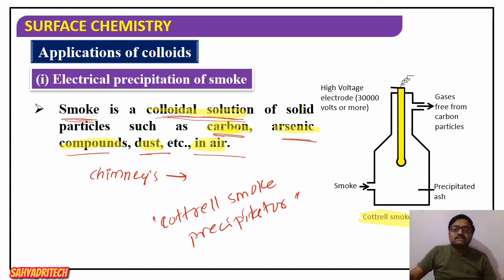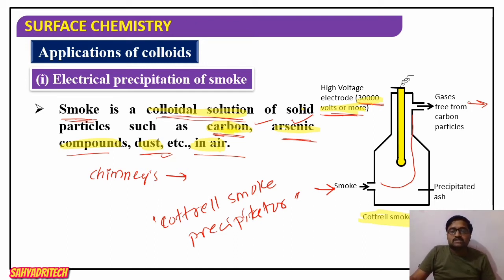What is the use of this device? It has two electrodes of a high potential difference, around 30,000 volts. It has an inlet through which smoke is passed, and an outlet at the top. The smoke containing solid particles like carbon, arsenic compounds, and dust is allowed to pass between the electrodes of high potential difference, around 30,000 volts or more. When that smoke passes between the electrodes, all these charged particles are coagulated or precipitated. Their charge is removed, which leads to coagulation or precipitation.